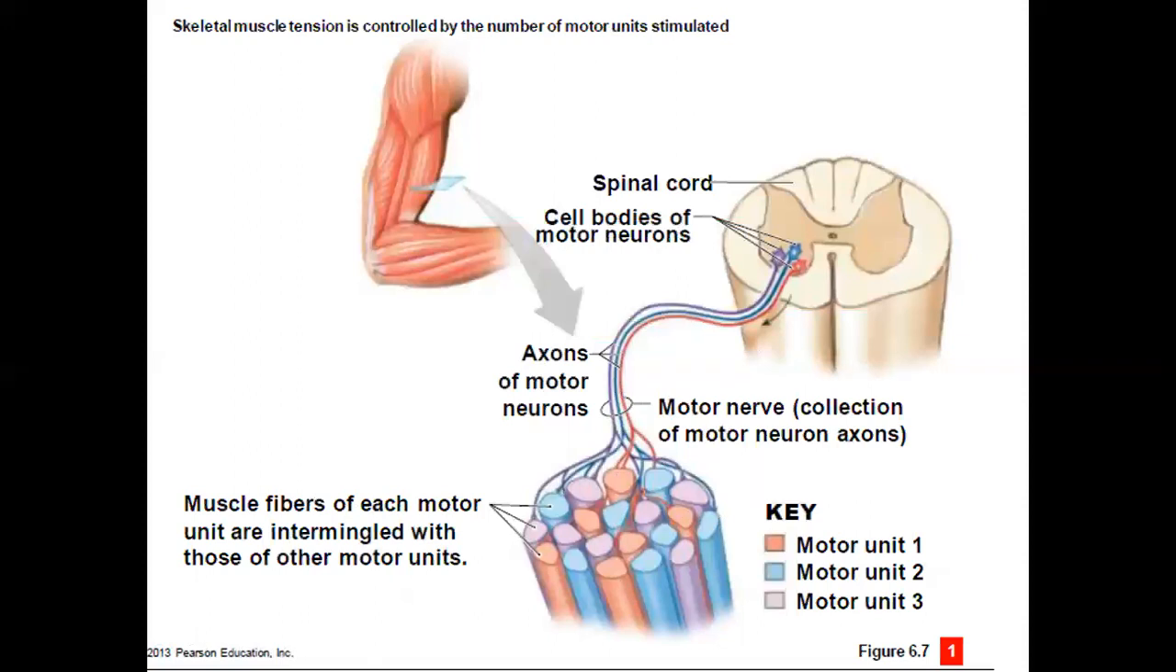Then if you need to lift, say, 15 or 20 or 30 pounds, you may need all of the motor units in that muscle, so all of them will activate to lift that weight. That's motor unit recruitment, the addition of more motor units to increase tension production in the muscle.